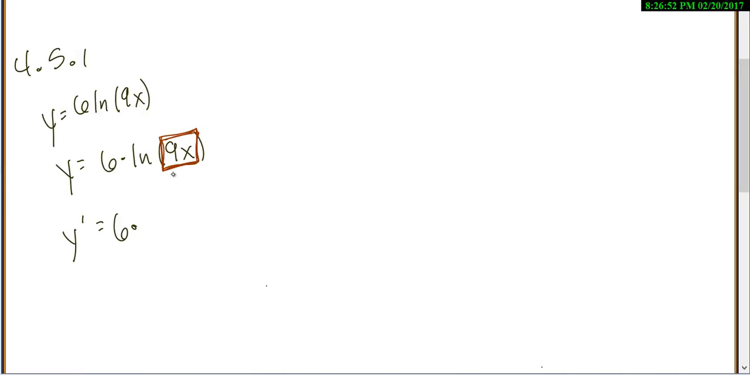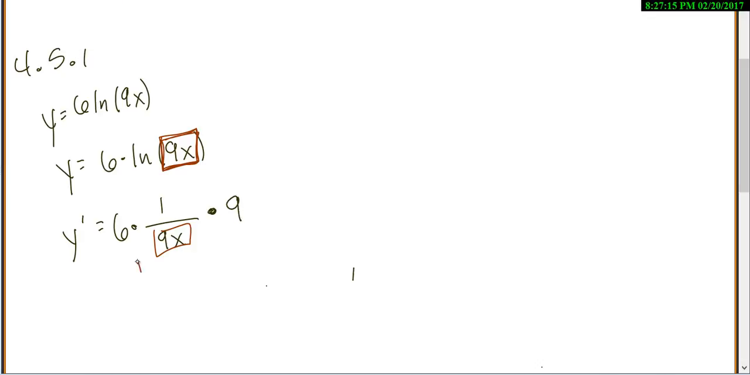So the derivative of natural log is always 1 over whatever was inside the box. You keep whatever was inside the box exactly the same. So you keep the 9x exactly the same. So I know that's kind of an interesting rule. The derivative of natural log is just 1 over whatever was inside the box times, now you always have to do the derivative of what was inside the box, times 9.